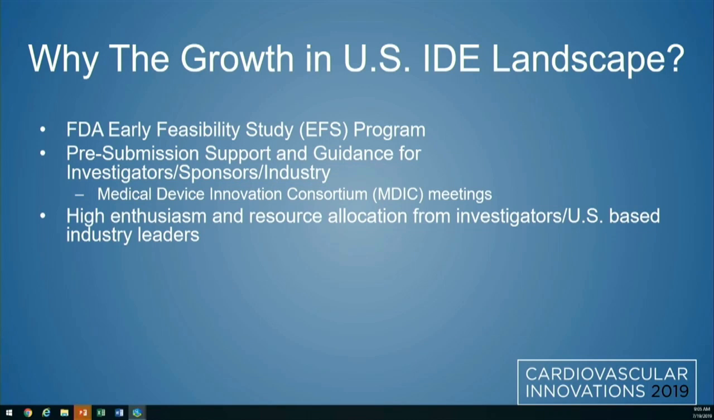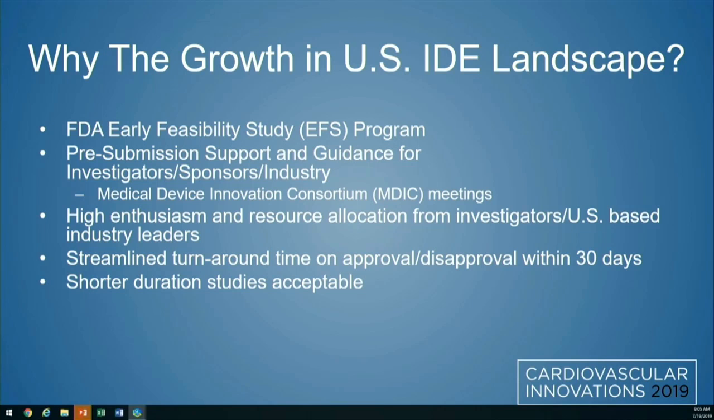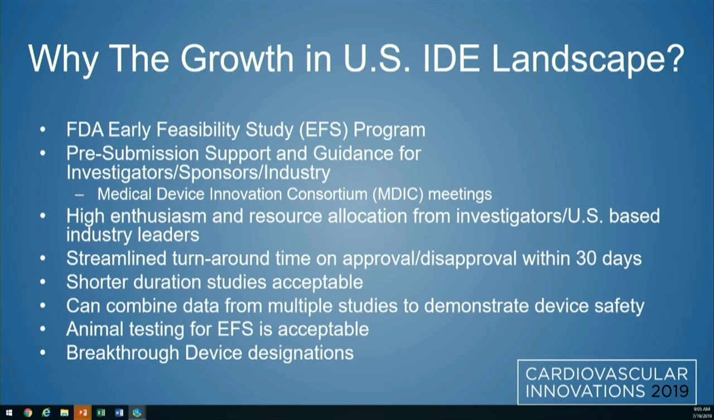There's a lot of enthusiasm and resource allocation from investigators and US-based industry leaders. And then there's a streamlined turnaround time on the approval versus disapproval application within 30 days, which really helps companies to see, okay, what's our issue? Is our testing not up to snuff? Do we need to iterate our device? They get response and feedback faster so they can move forward faster. Shorter duration EFS studies are also acceptable, which allows us to speed up the pace of study. We can combine outcomes from multiple studies to demonstrate device safety. That's a shortcut that helps things move quicker. As I mentioned, animal testing can be acceptable for EFS, and then breakthrough device designations are another important classification that allows for this growth.